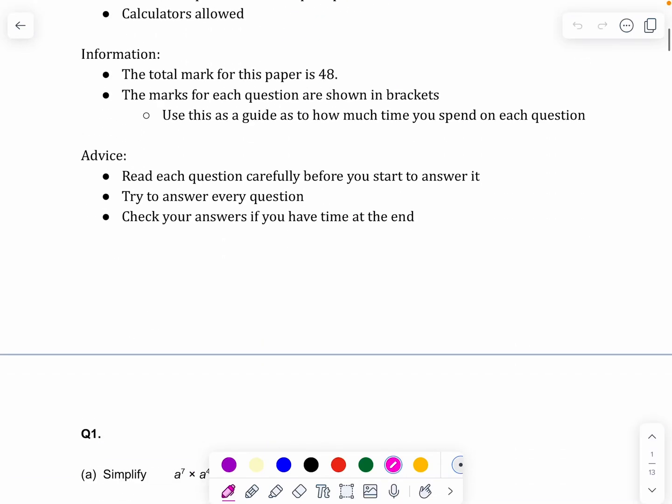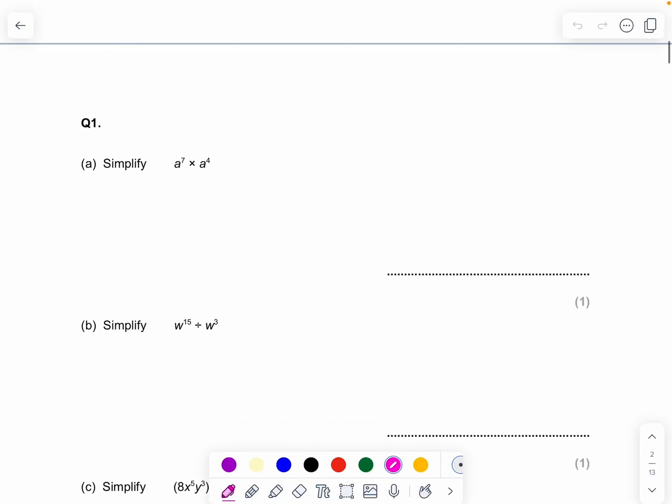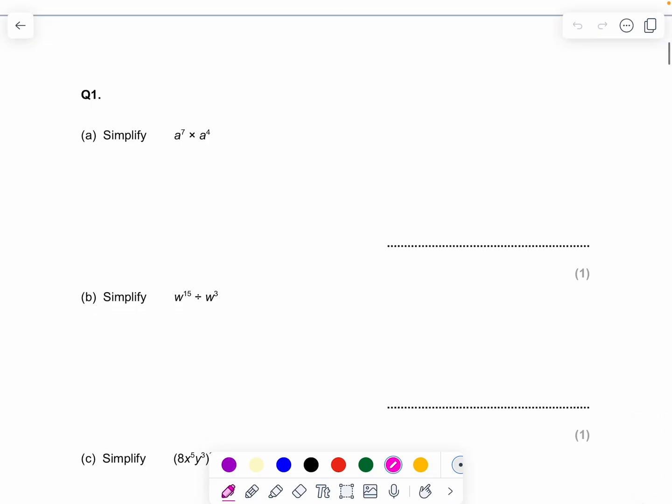Okay, let's go through the paper. I have to say, well done for sticking through this. It wasn't an easy paper, but well done for the effort that was put into it. Right, so the first ones were quite simple actually.